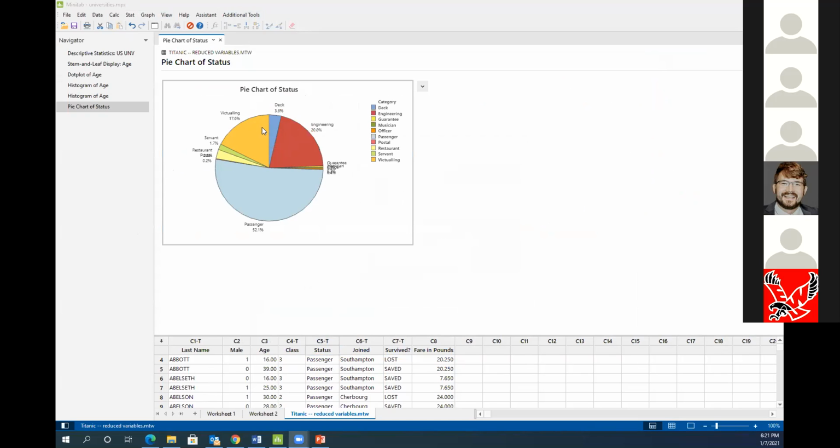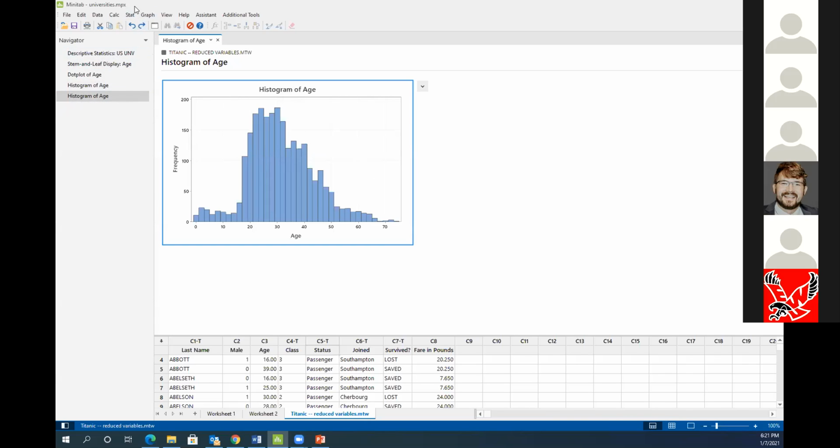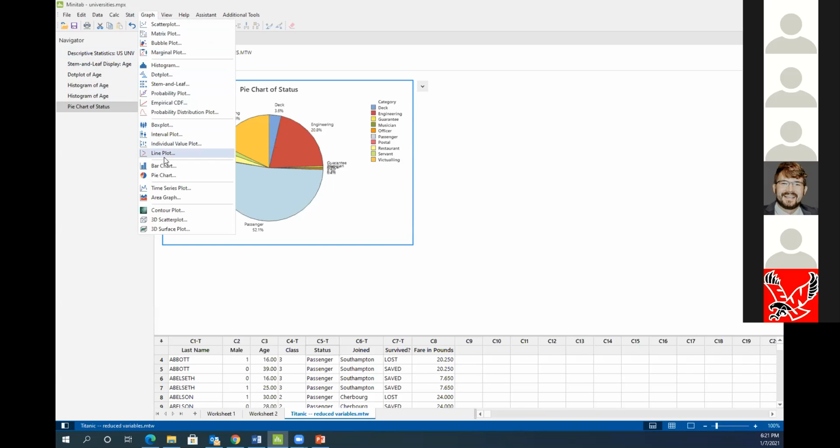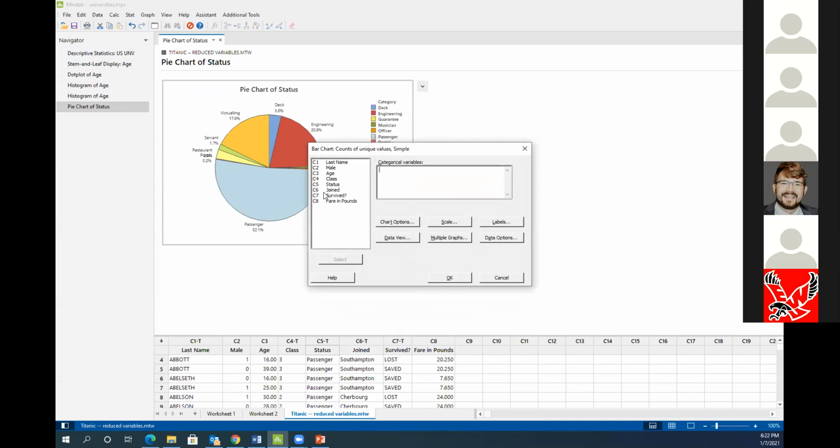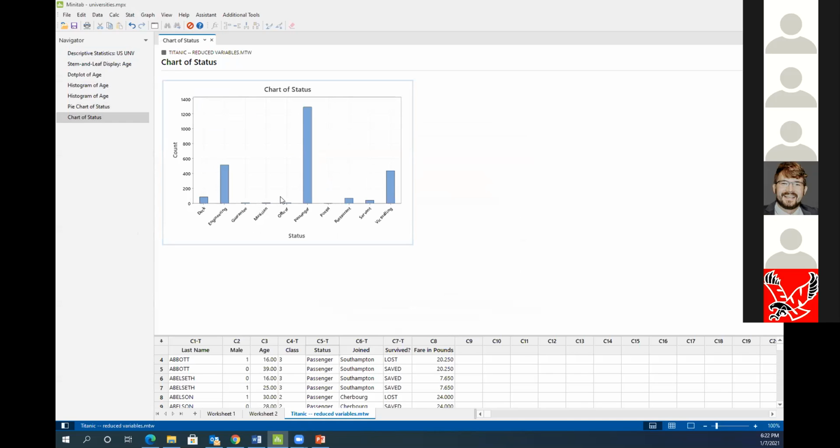So right here you can see these big pies clearly. However, these pieces here I can't see, I can't distinguish, I can't understand because there are too many. Therefore I need to go under this. Oh, sorry, graph, and then we have pie chart right here. And I just go under status and okay, right here. So this is the bar chart, which I can clearly see.